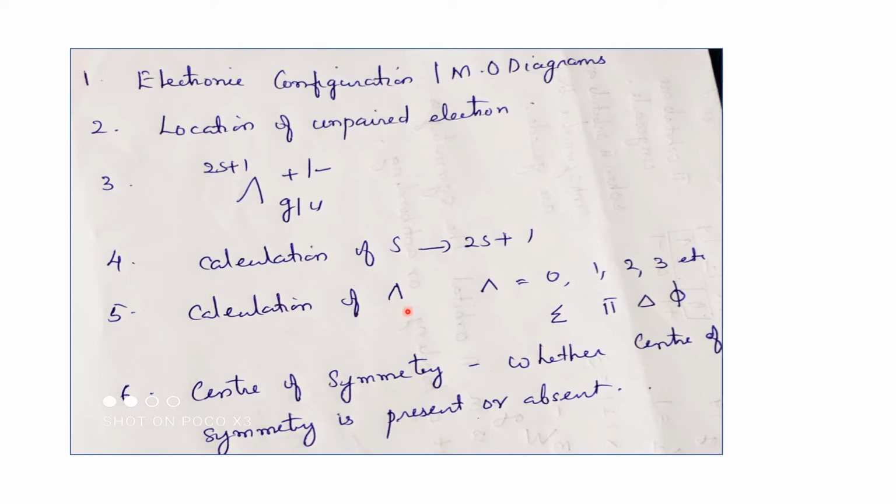Calculation of lambda. When lambda equals 0, the term is sigma. When lambda equals 1, the term is pi. When lambda equals 2, the term is delta. And when lambda equals 3, the term is phi. Next is to find the center of symmetry in a molecule, whether the molecule possesses a center of symmetry or not.